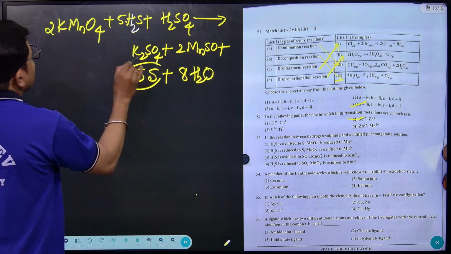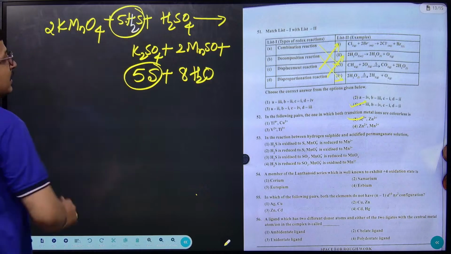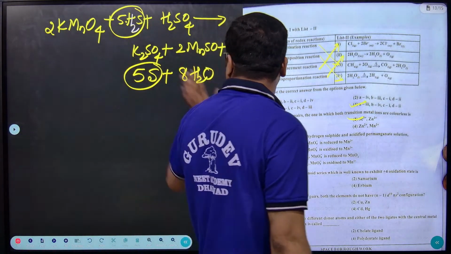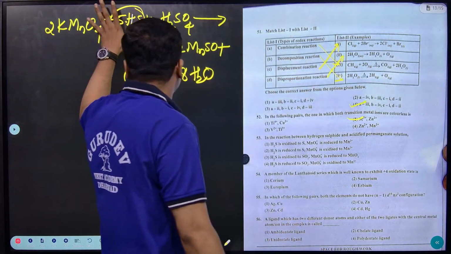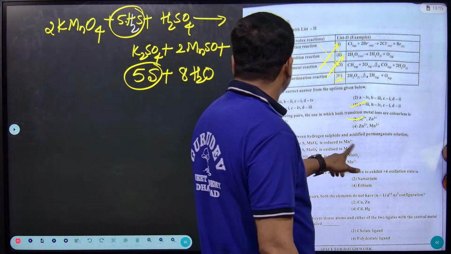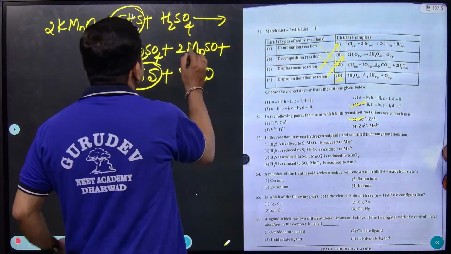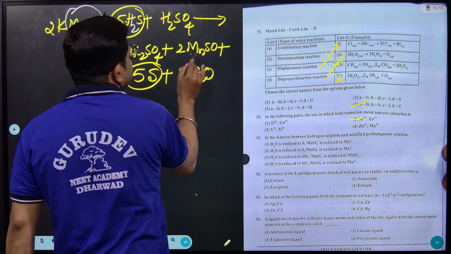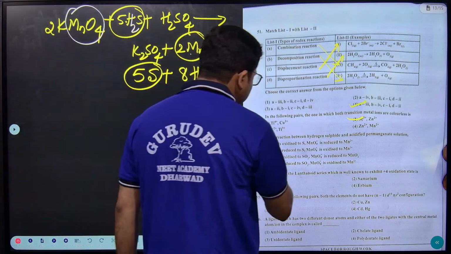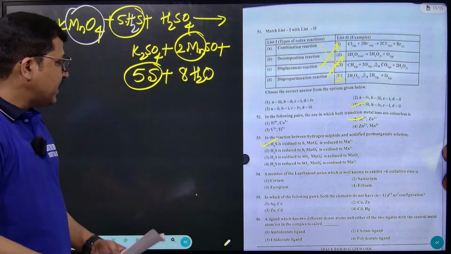So here what happens? The sulfur in H2S is oxidized to 5 moles of sulfur, and MnO4 minus is reduced to Mn2+. So here the reduction takes place and here the oxidation takes place, hence option number one is the right answer.